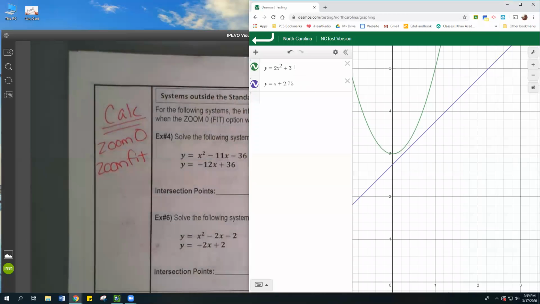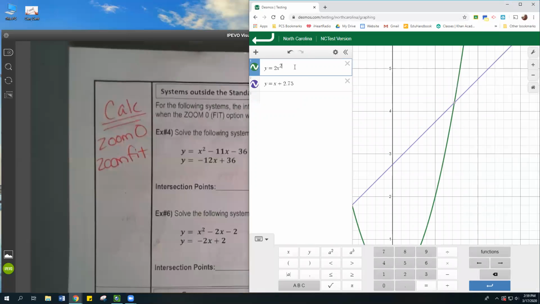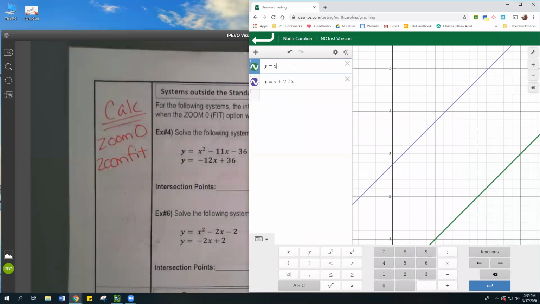We don't run into those problems on Desmos. Let me grab my keyboard again. We don't run into those problems because of our mouse.